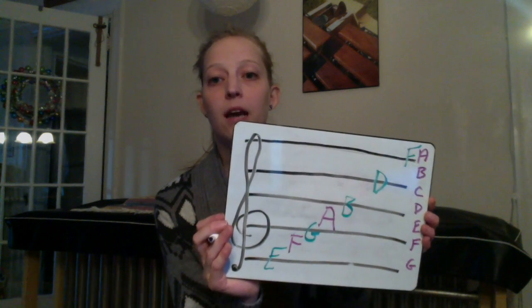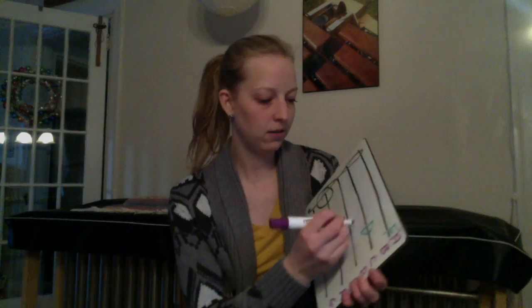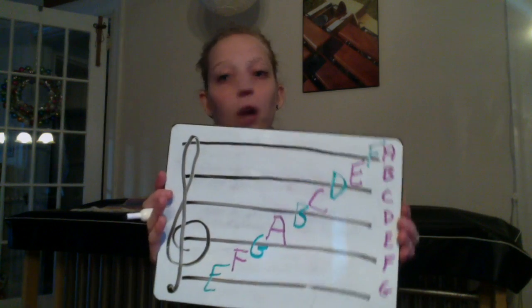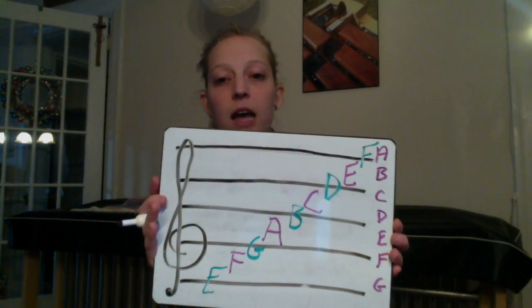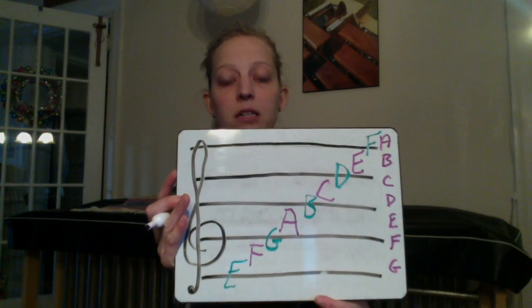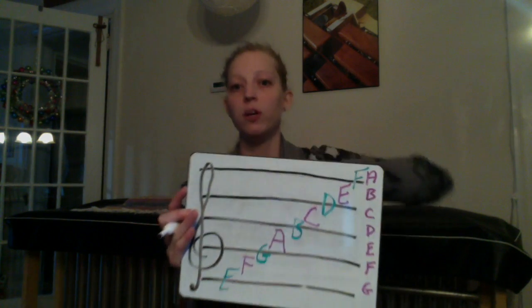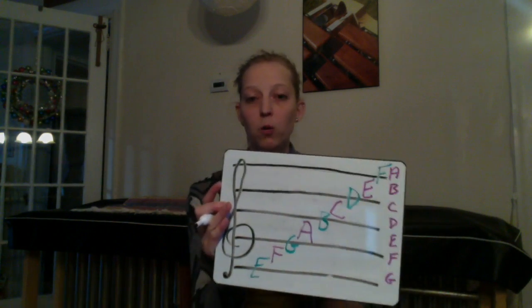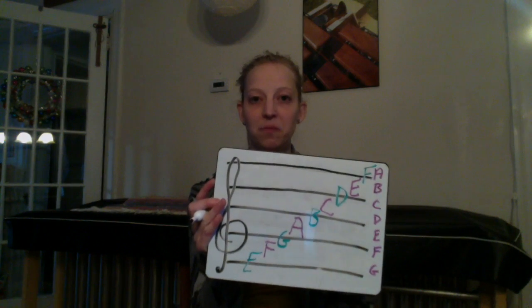Between B and D, A, B, C, D, and then E. So you notice we have our alphabet, and we repeat once we get back to A. So we start with E, though. E, F, G, A, B, C, D, E, F, and we could keep going. G, A, B, C, D, E, F, G, A, B, C, D, E, F, G. And we can go down and backwards, too.